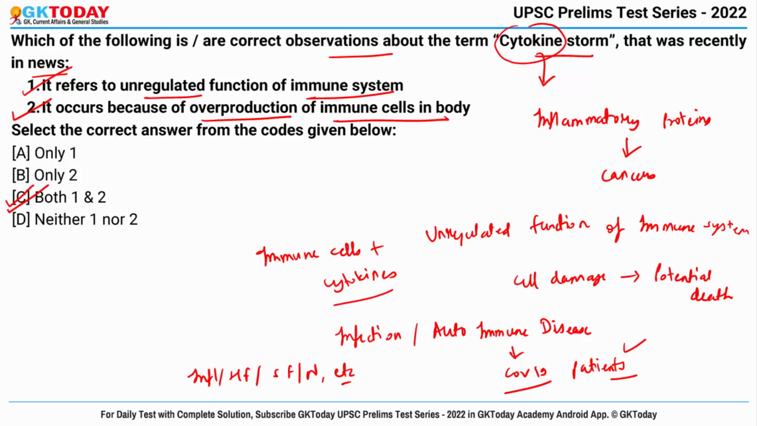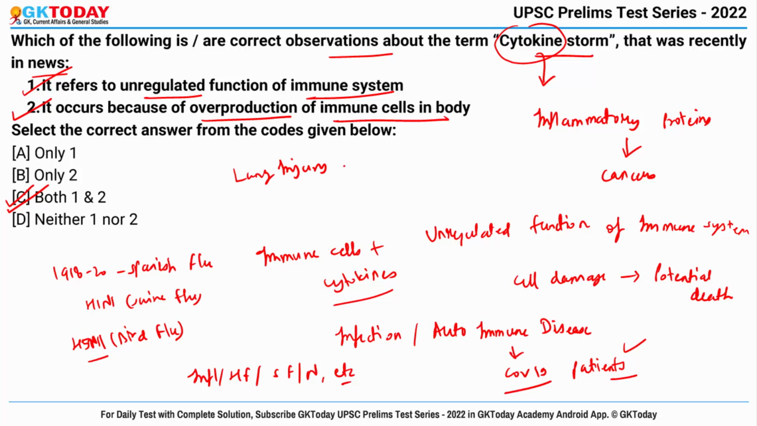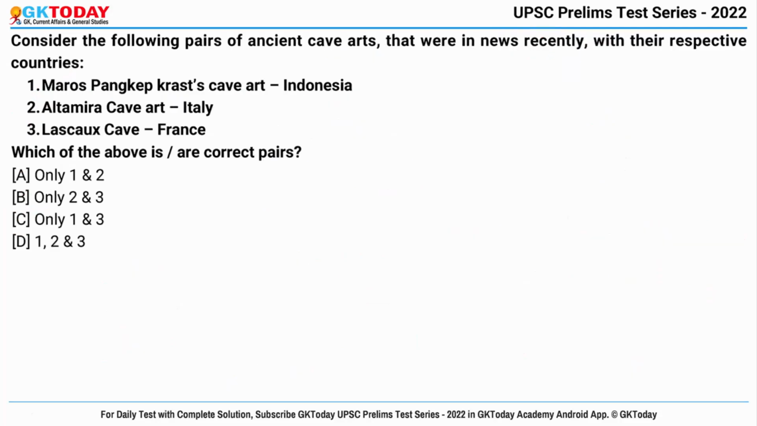And not only this, actually cytokine storm is seen as a major cause of mortality in both the 1918 to 20 Spanish flu that killed more than 50 million people worldwide, and H1N1, that is swine flu, and H5N1, that is bird flu in recent years. So increased pro-inflammatory cytokines can result in acute lung injury and can lead to ARDS, that is acute respiratory distress syndrome. Fine. Now next question.